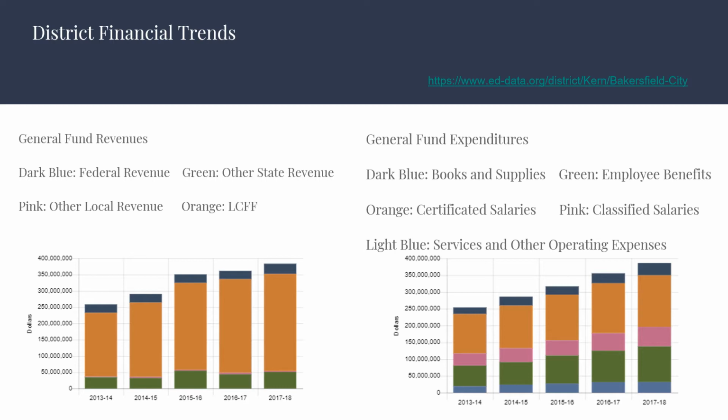So the dark blue section is books and supplies. The green section is employee benefits. The orange section is certificated salaries. The pink section is classified salaries. And the light blue section is services and other operating expenses.